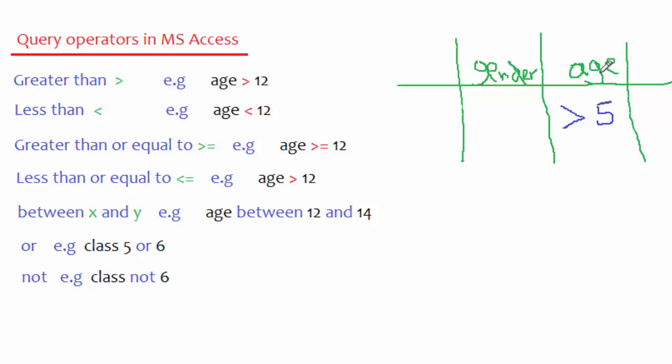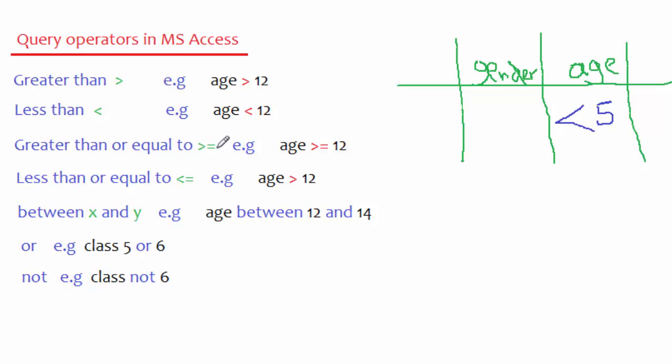So this query will run and give me only students whose age is greater than 5. If, for example, I want students with age less than 5, I will just use the less than sign operator, and I will just write here age less than 5. So it will list for me students whose age is less than 5, not including the ones with the age of 5.